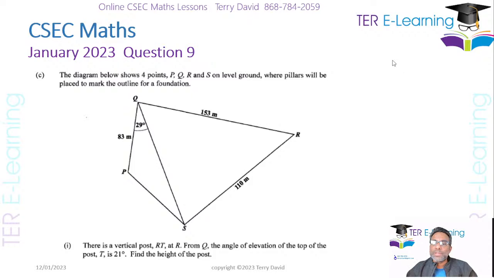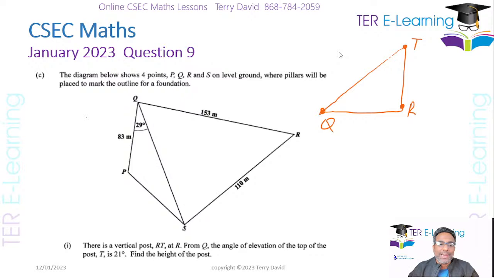So let me see what's happening here. The point R is here, and we have a pole here, which we call RT. And remember, P, Q, R, and S are all on the same ground. So the angle of elevation from Q, this is the point Q here. Angle of elevation means that we're looking upwards. So you're looking upwards towards this point T, and that angle there is 21 degrees. That's my angle of elevation.